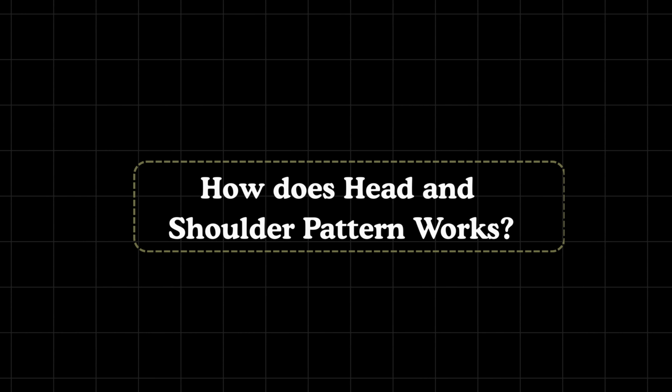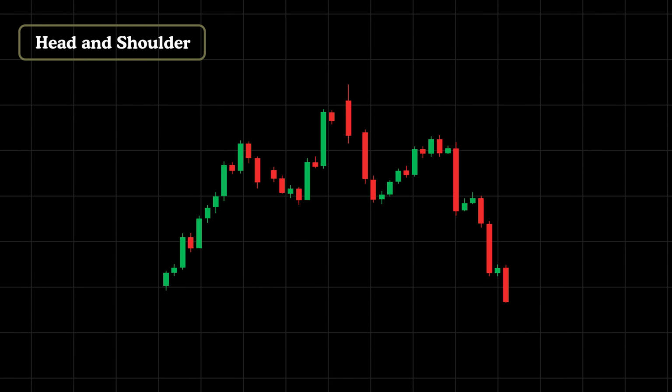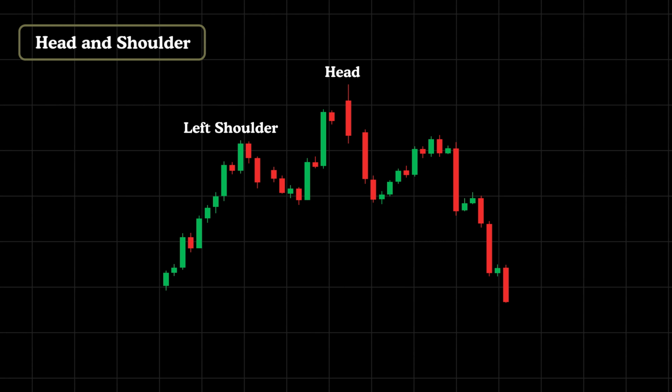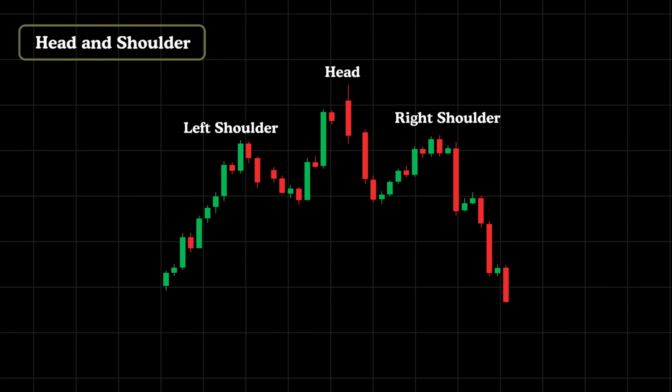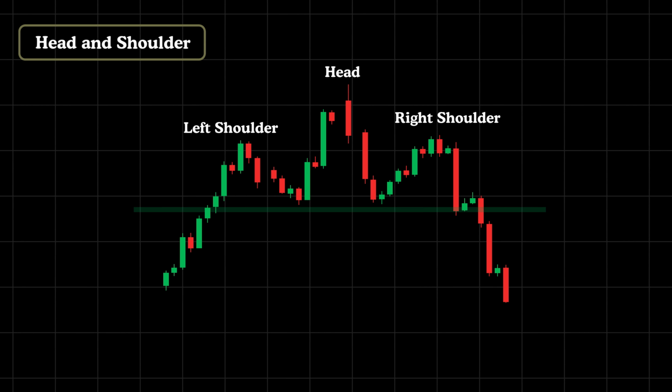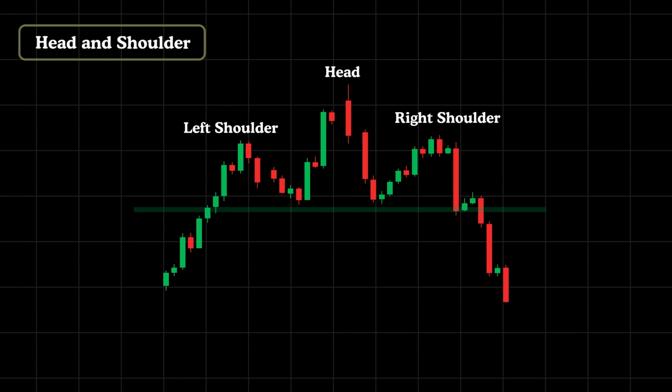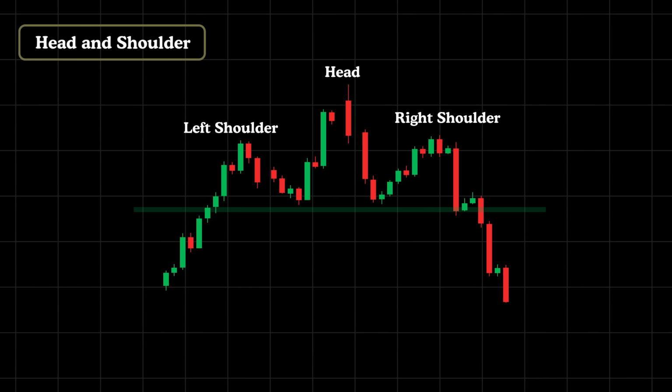First of all, we will understand how the head and shoulders pattern works. This pattern is made up of 4 key parts. First, the left shoulder, then the head, followed by the right shoulder, and finally, the neckline. When combined, these 4 components form the complete structure of this pattern. At first glance, it may look very simple on the chart.